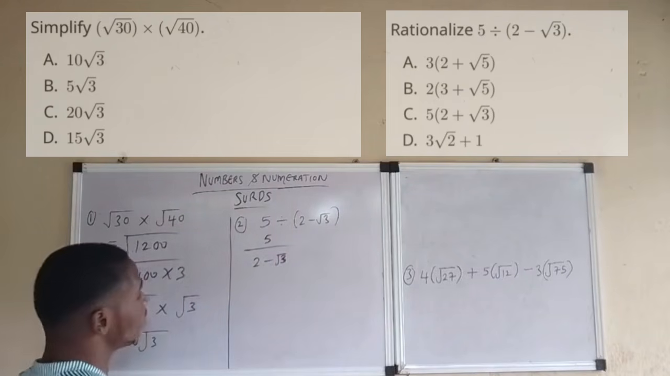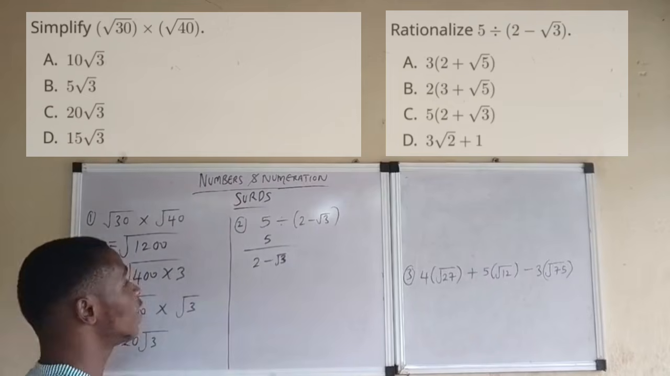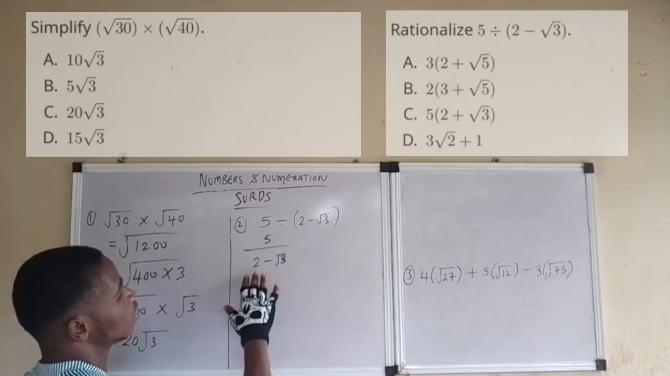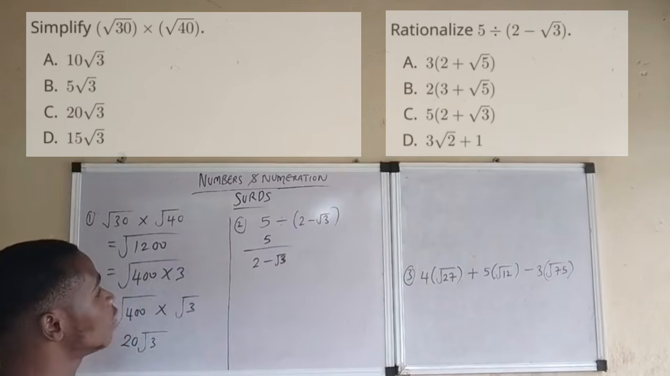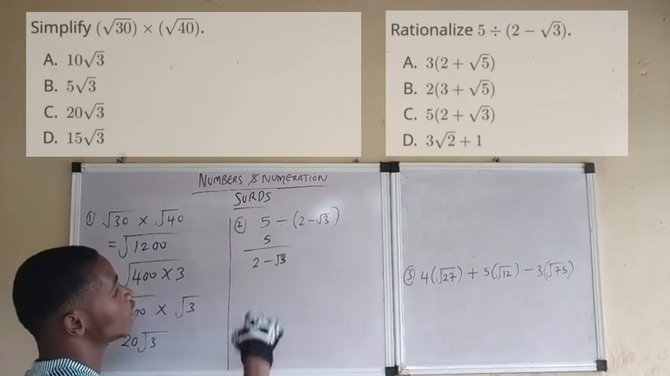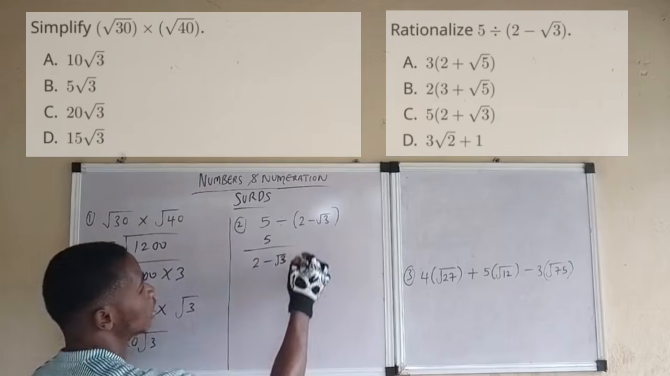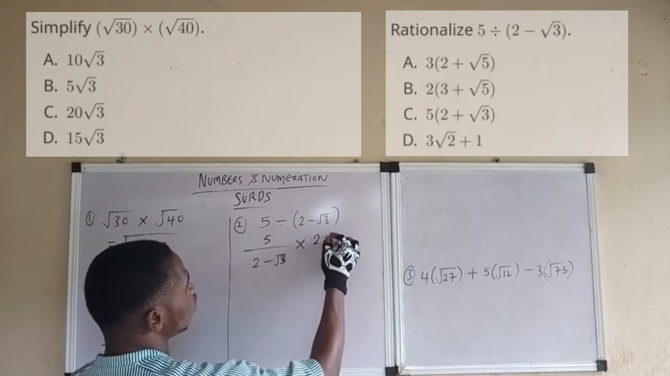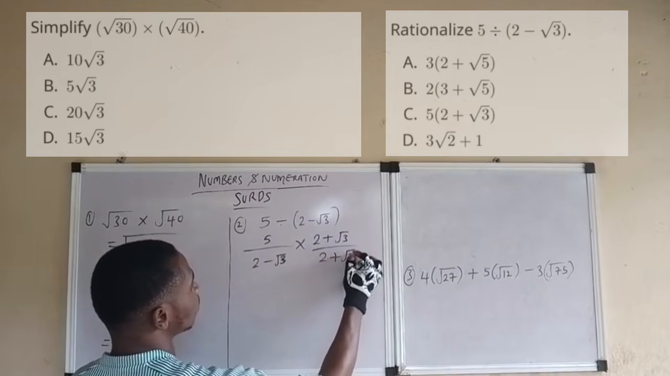Okay? Now, in simplifying a problem like this, it's a rule in maths that when the denominator of the fraction you're having is in surd form, you are meant to rationalize. And to rationalize, you have to multiply both the numerator and denominator by the conjugate of the denominator. Now, what is the conjugate? Here, the conjugate is 2 plus root 3 over 2 plus root 3.